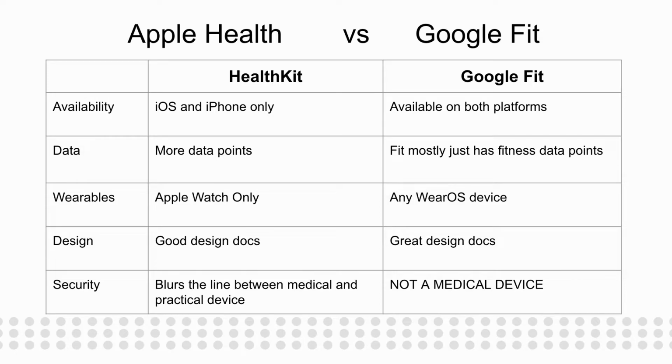As for the data, there are way more data points on HealthKit because it's not just for fitness. Google Fit says, hey, we don't actively connect to medical devices. If it's explicitly a medical device, Google's like, we're not that, so that they're not liable for any of your data. Apple is a little bit different. They are willing to take that risk, and that risk goes onto you as the app developer. So be careful there.